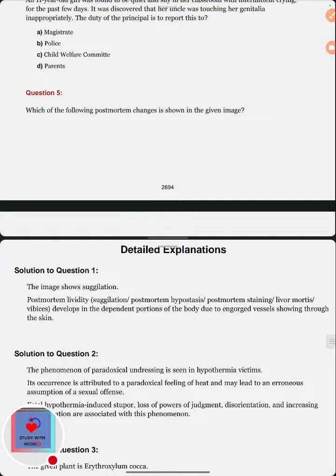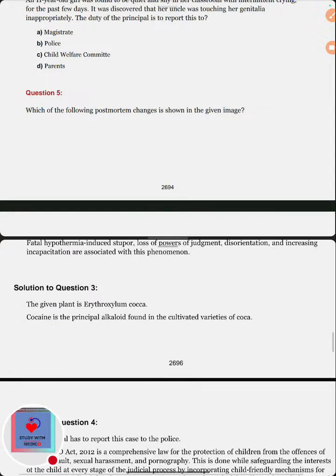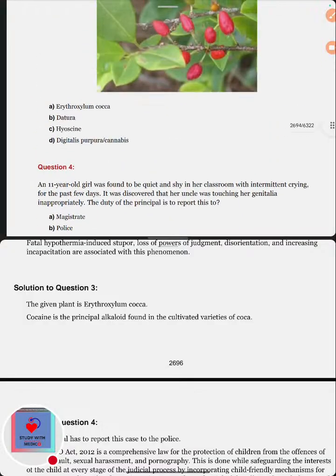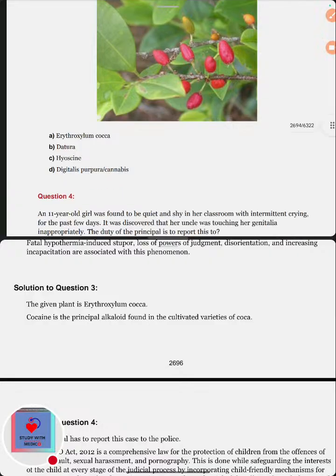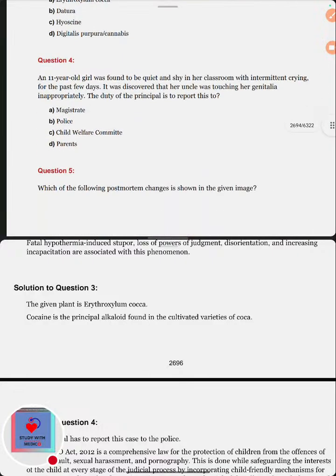That's what I was not able to believe in the answer. Yeah, paradoxical circulation, the phenomenon seen in hypothermia victims. This one is Erythroxylum coca. This is the coca plant. Okay, Erythroxylum coca. Then the 11-year-old girl.